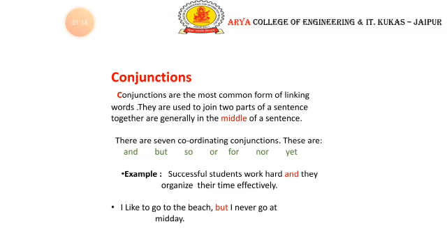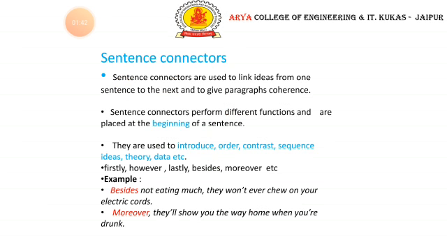Now we can see in the sentence, successful students work hard and they organize their time effectively. They are basically two individual statements. Two different statements are joined with the word "and" to make a single statement. Another example: I like to go to the beach but I never go at midday. Here the conjunction "but" is used to combine the sentence.